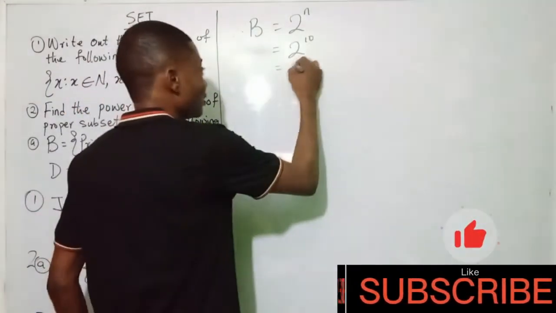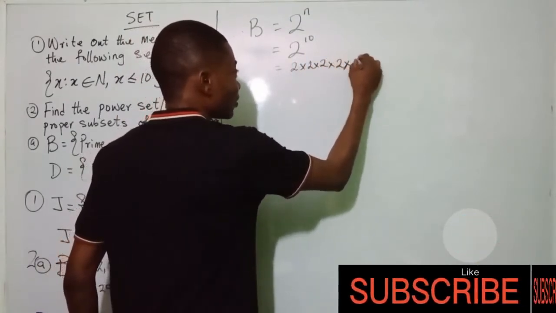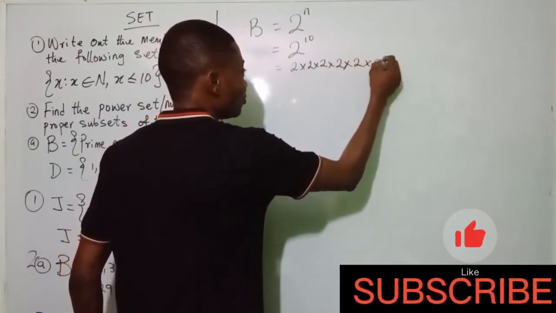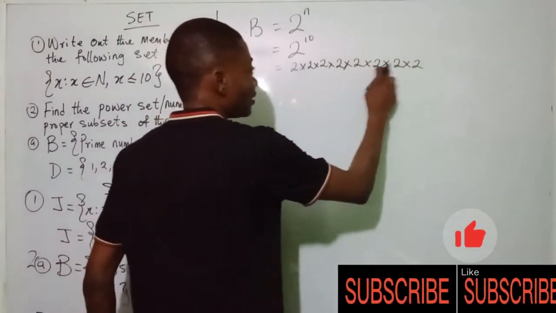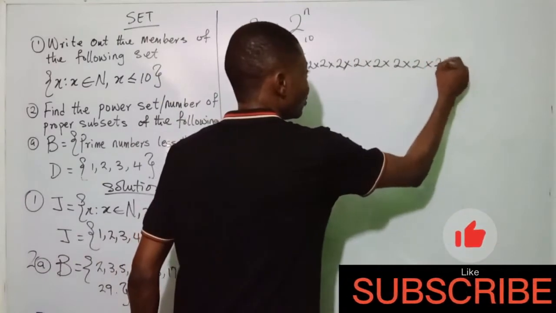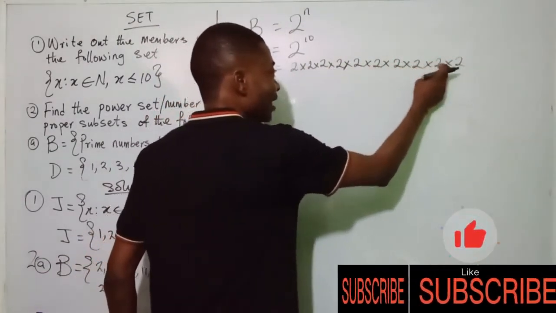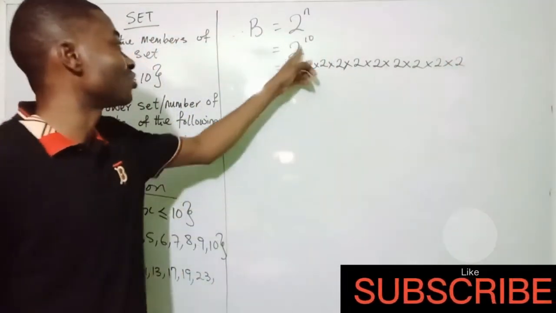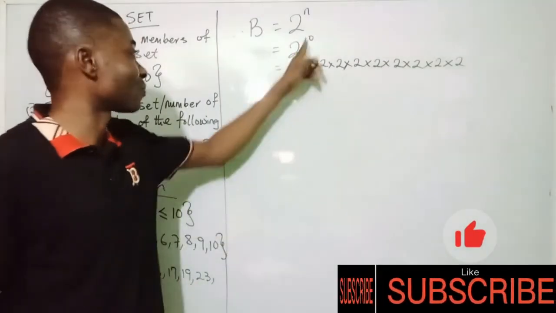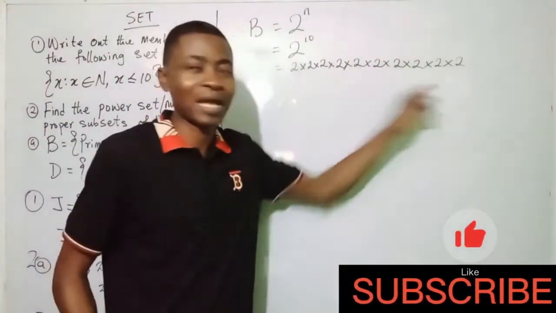So 2 raised to the power of 10 means 2 times 2 times 2 times 2 times 2 times 2 times 2 times 2 times 2 times 2, that is it: 1, 2, 3, 4, 5, 6, 7, 8, 9, 10. So that is the meaning of 2 raised to the power of 10. It does not mean 2 times 10. No, it means 2 in 10 places multiplied in 10 places.